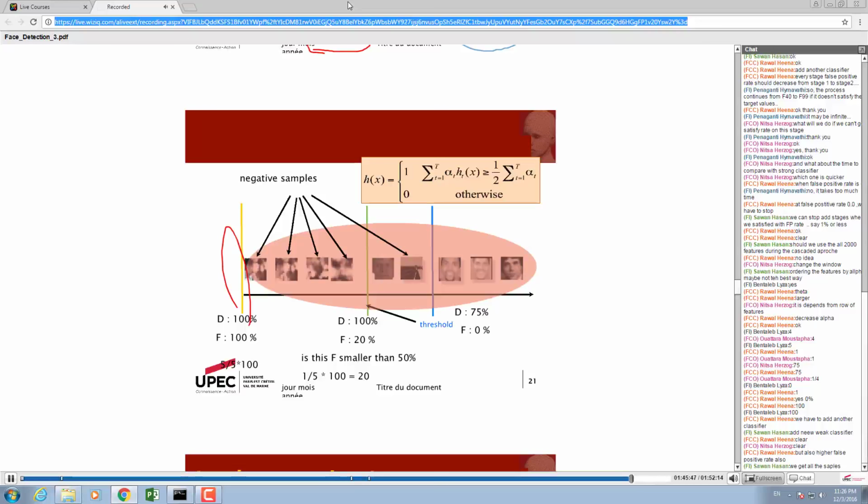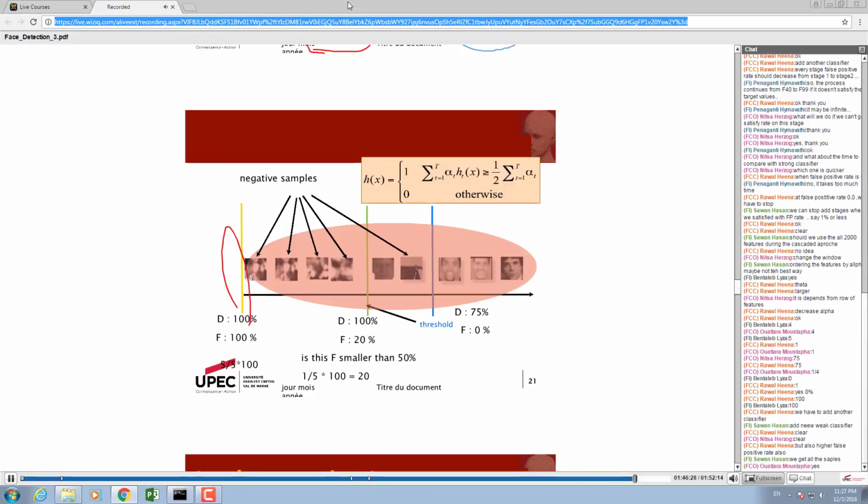But the more important question is, what is the false positive rate? By adjusting the threshold in this way, we can achieve a very high detection rate very easily. But satisfying the false positive rate is much more difficult. That's why we are building this kind of complicated algorithm to satisfy both of them. Is that clear?